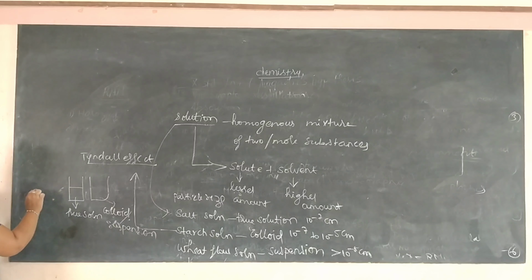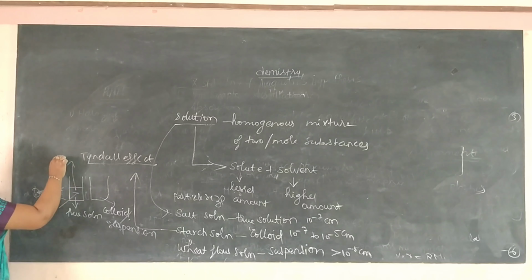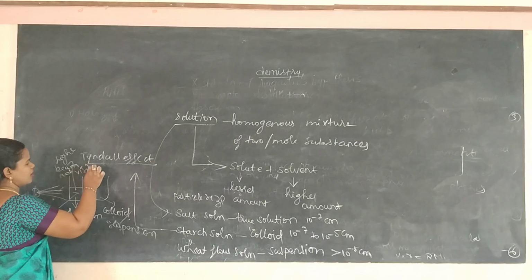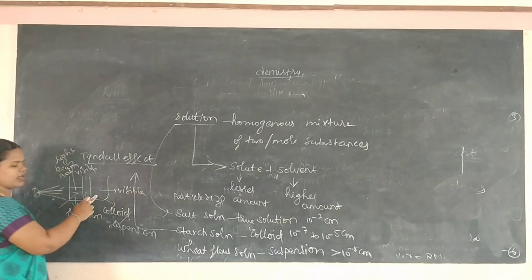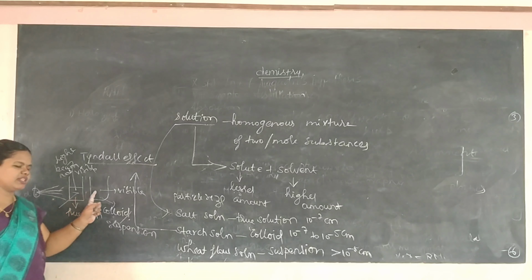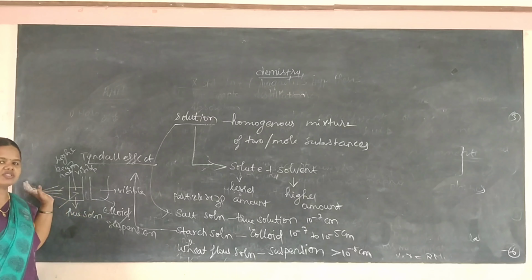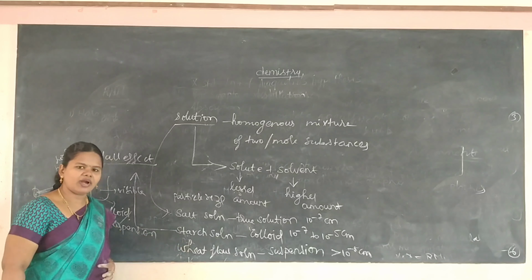Okay. So here when you take a torch, the light beam is not visible here. Whereas here it will be visible, because the light is scattered by the particles present in it. So scattering of light by particles is known as what? Tyndall effect. And at the same time, in colloid what happens?